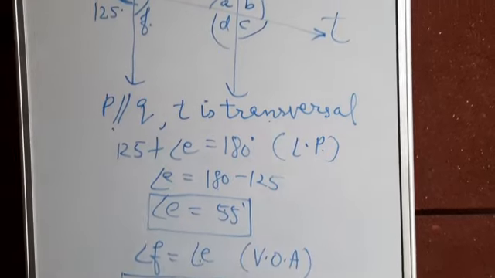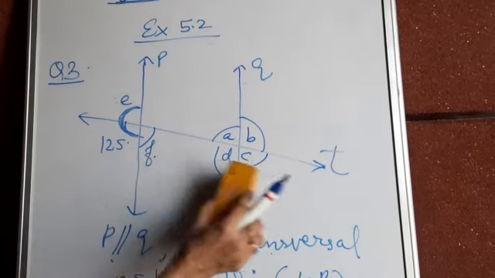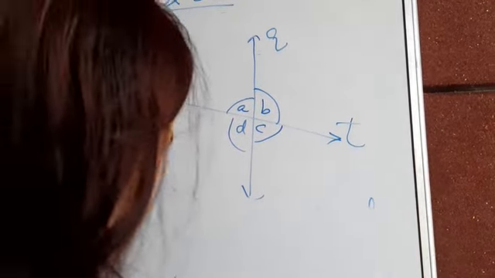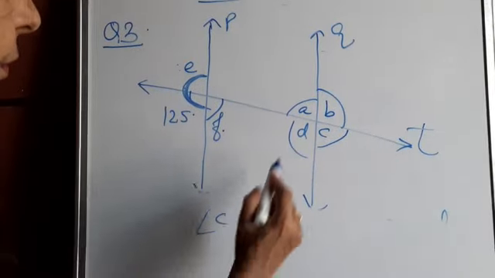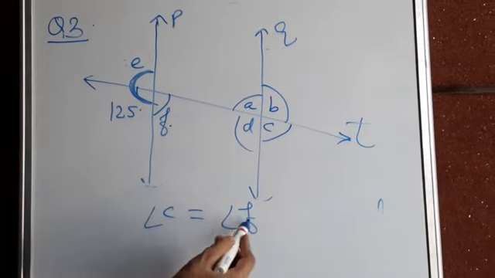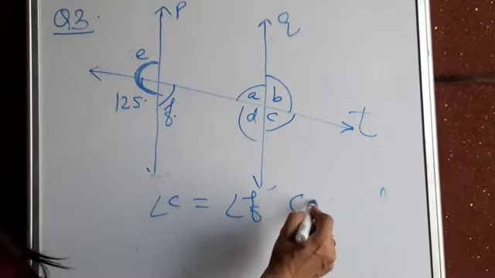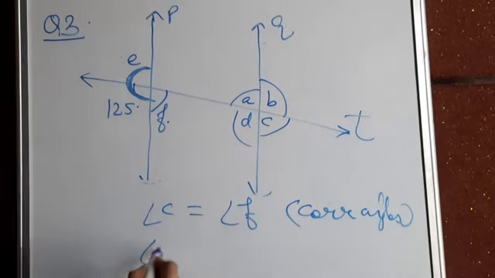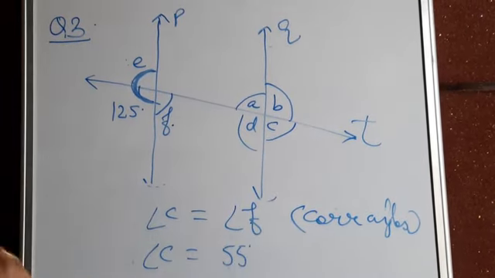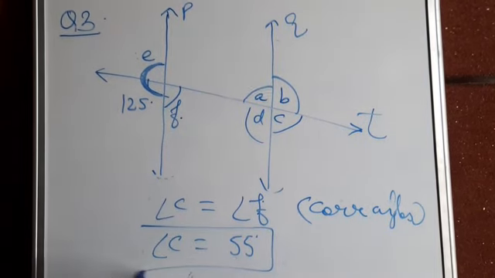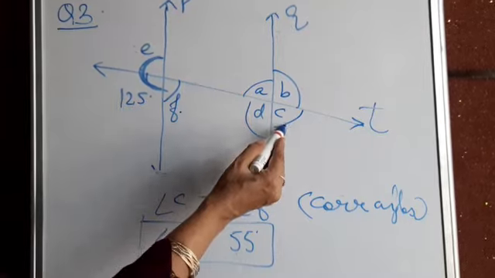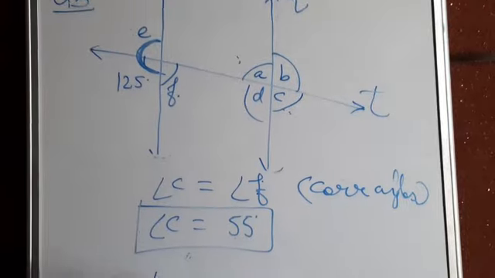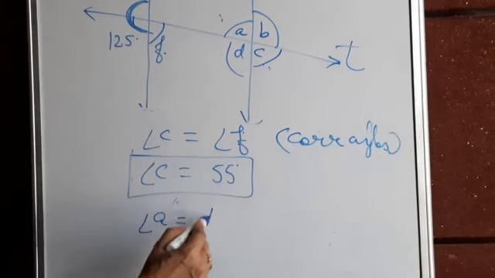Now after this, F and C are corresponding angles. So you will write angle C equal to angle F, and angle F we know very well. Write the reason here, corresponding angles. Now angle C will be equal to 55. I have put the value of F here. So C is equal to 55. Now C and A are vertically opposite angles. So you will get the value of A also now. A equals angle C.